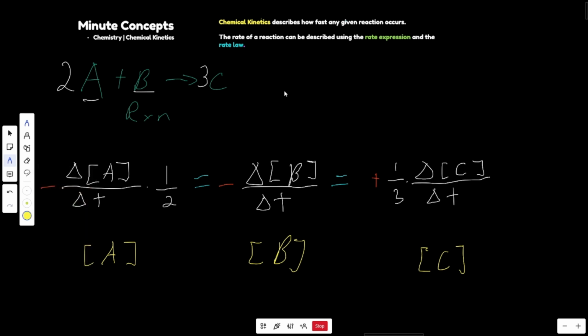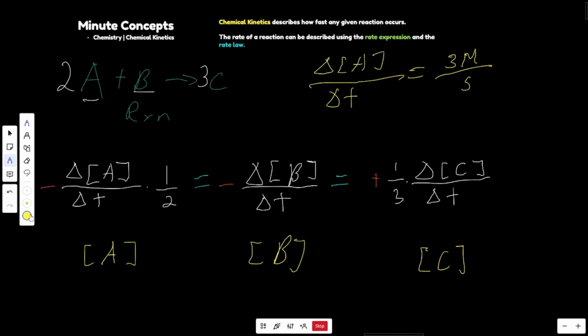So let's say that the rate of disappearance of reactant A is equal to 3 molars per second. So let's say that the change in A over time is equal to 3 molar per second.